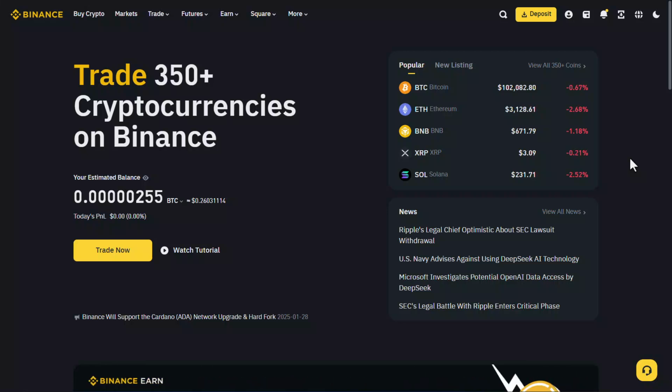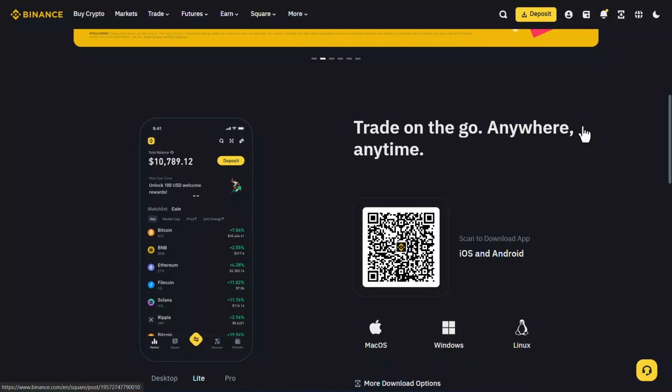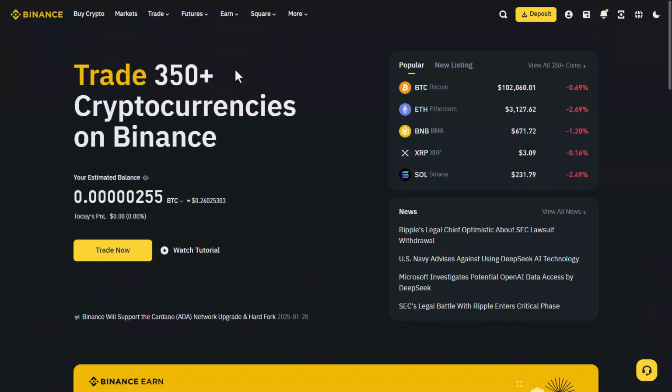You must focus on long-term goals because crypto markets can be volatile, and you must avoid short-term trading and focus on long-term growth potential. These are some of the ways on how you can go ahead and make money with Binance Auto Investing.